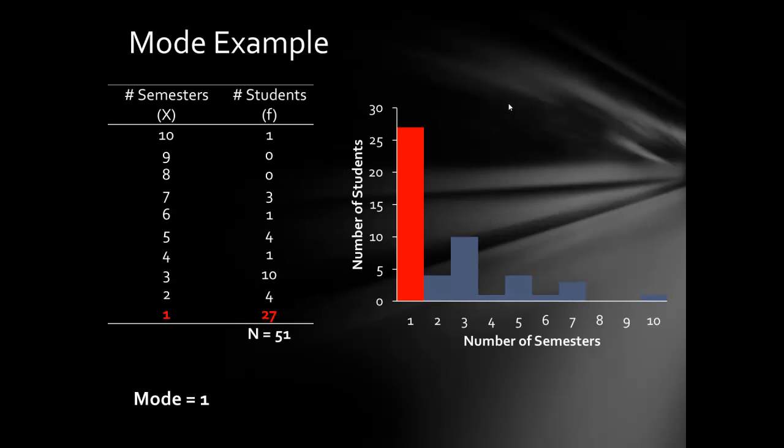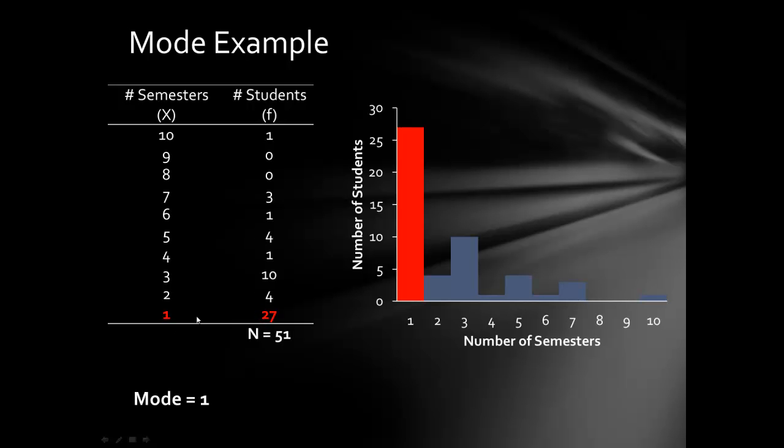So let's look at a picture of that first frequency distribution table that I showed you, looking at the number of semesters among a population of sophomore students at NSC. There's a clear mode here, no matter which strategy you use. If you look down the frequency column, you'll say, oh wow, there's definitely a mode here. 27 is much larger than the rest of these numbers.